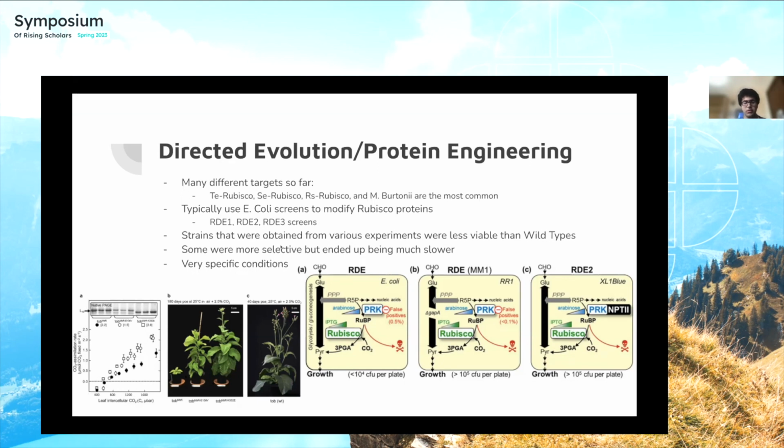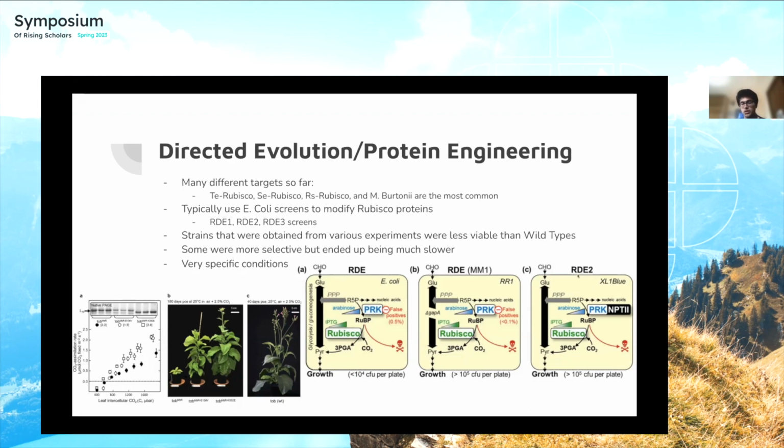Here we found that there were around 3 different screens that were used. There was RDE1, the first one, which had a false positive rate of 0.5%, because oftentimes there would be mutations which would cause the PRK gene to be deactivated, and then there would be no checking for toxicity. Then there was an RDE MM1 screen, which used a GAP-A gene to prevent a flux like that, and it lowered the false positive rate to 0.1%. And these two were often used for TE Rubisco and SE Rubisco because the environments seem to favor these two Rubiscos more.